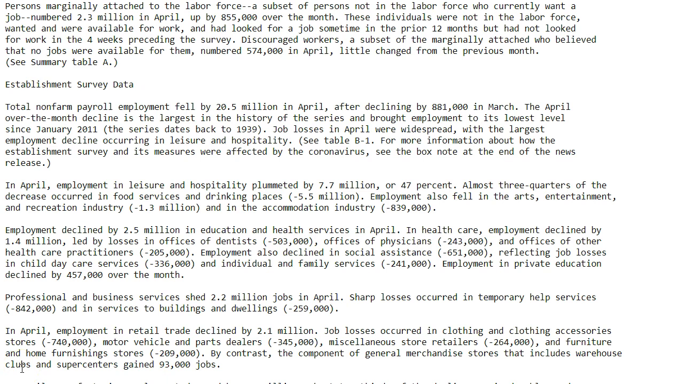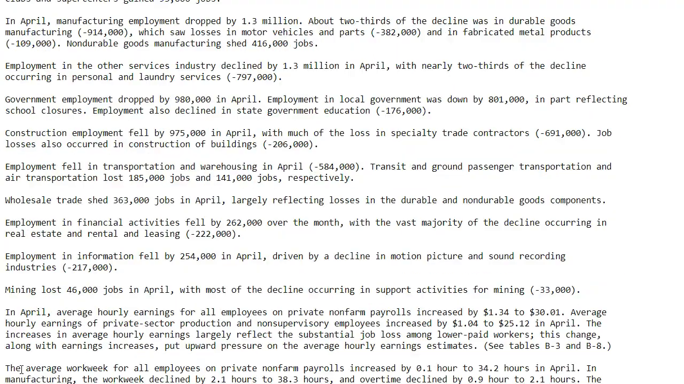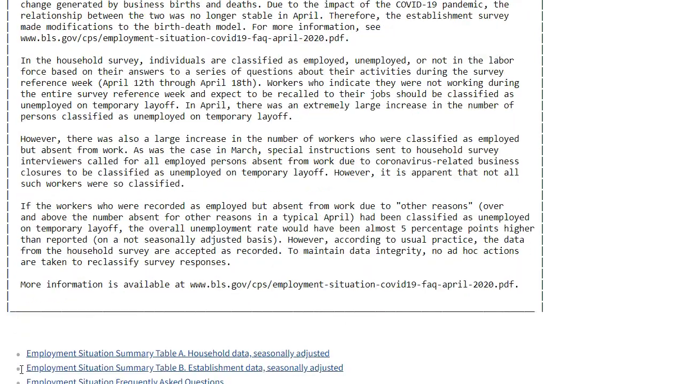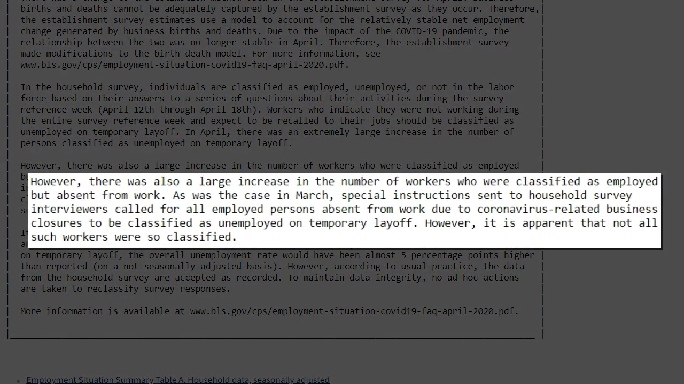Another reason it's a good idea to read through the synopsis is to see if there are any notes about the data. In this month's report, there was a rather important note on the bottom that many missed, so if we scroll all the way down, here it says there was also a large increase in the number of workers who were classified as employed but absent from work. As was the case in March, special instructions sent to household survey interviewers called for all employed persons absent from work due to coronavirus-related business closures to be classified as unemployed on temporary layoff.